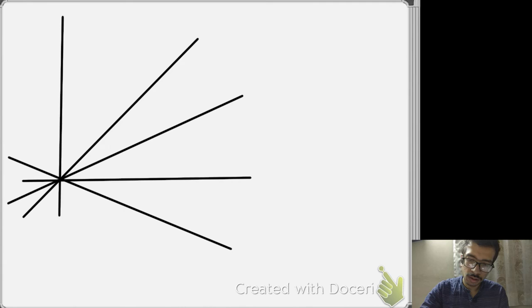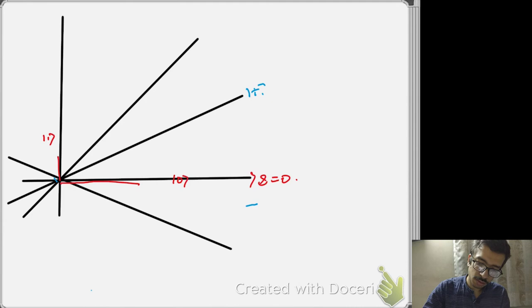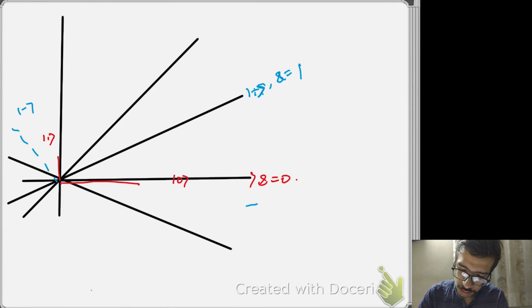So here, if Alice's input is 0, she measures in the 0, 1 basis. If Alice's input is 1, she measures in the plus minus basis. So this is when S equals 1. Yeah, so this is where I'll represent the plus axis. So when Alice's input is 1, she measures in the plus minus basis.